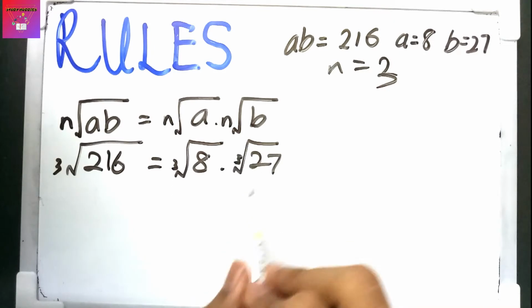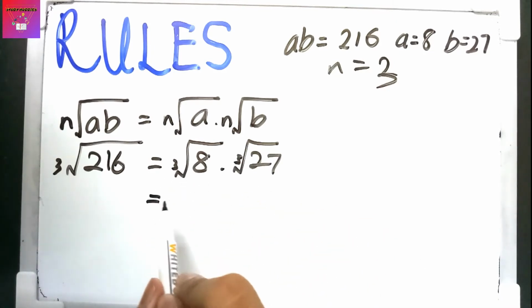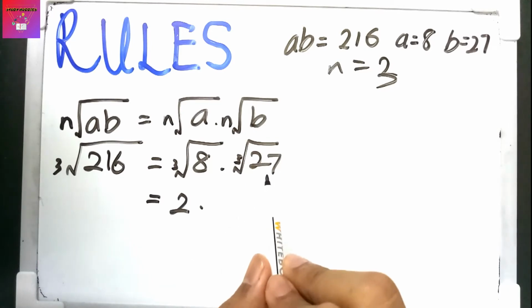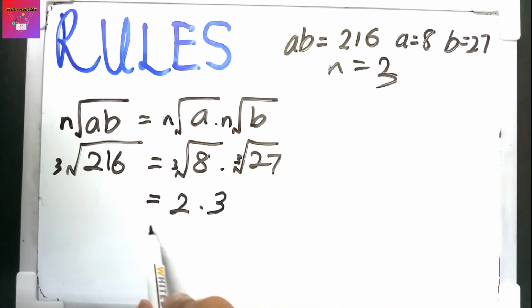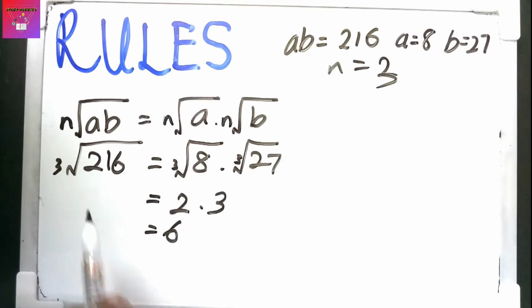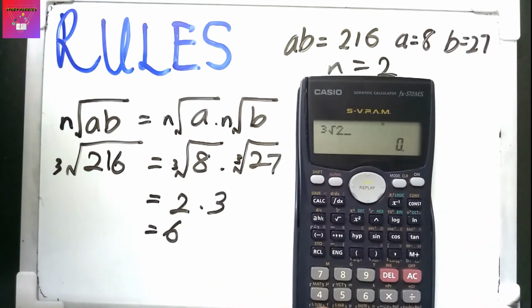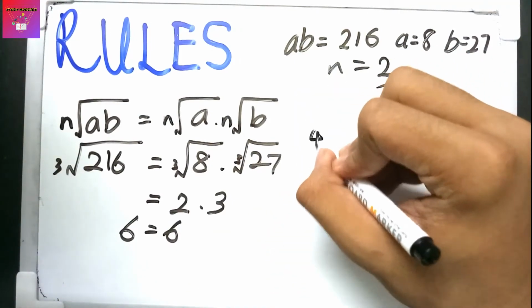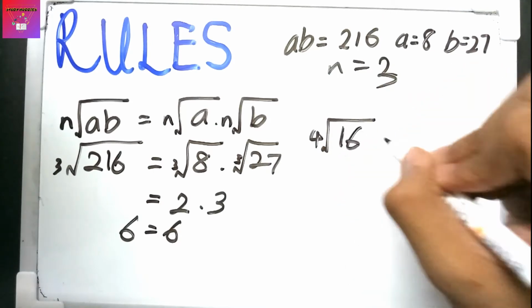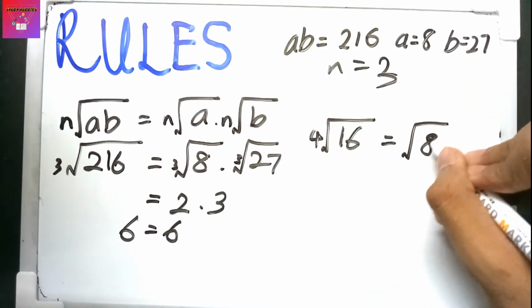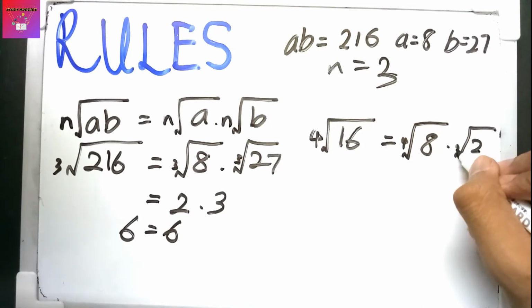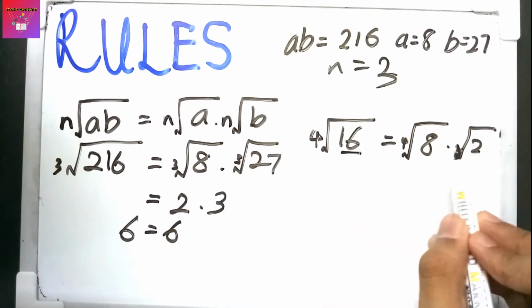Okay, so I'll solve this part first. Cube root of 8, you're going to get 2, and cube root of 27 you're going to get 3, which brings 2 times 3, 6. And the cube root of 216, if you try it in the calculator, you're going to get the number 6 as well, proving my point that this is equal to this. So whenever you see any question, let's say I'm writing the cube root of 216, you can write it as 8 times 27. You can just split it according to its factors.